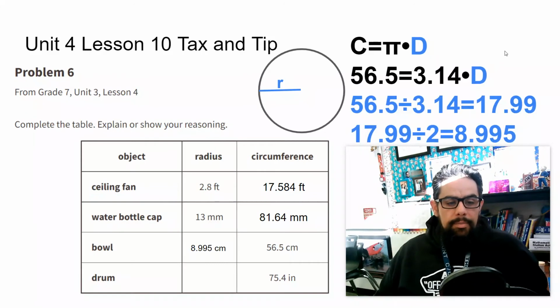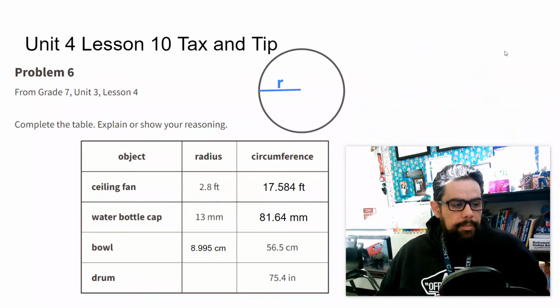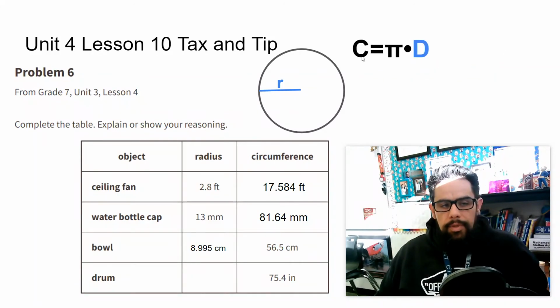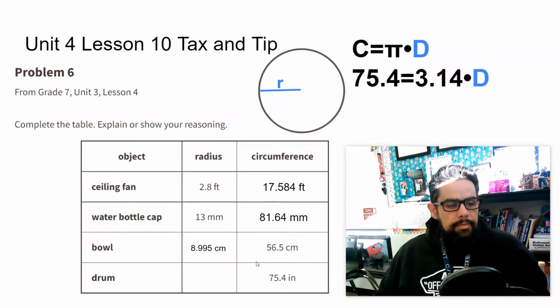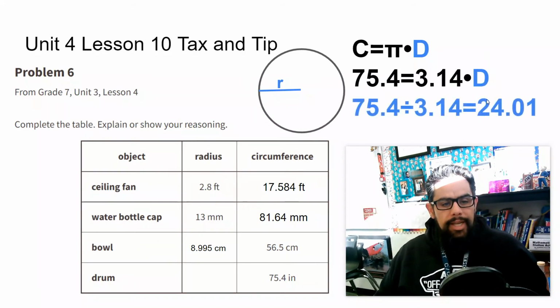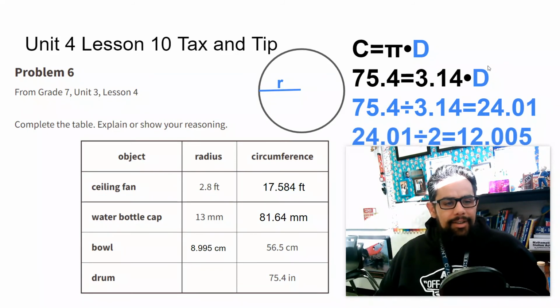And then for the drum, same thing as the one above, as the bowl. So same relationship. Circumference is pi times the diameter. Circumference is right here, 75 4/10 equals pi times the diameter. So I'm going to divide by pi and I get 24 100. That's the diameter. So now to find the radius, I'm going to take this 24 100 and divide it by 2. And I get 12 5 thousandths.